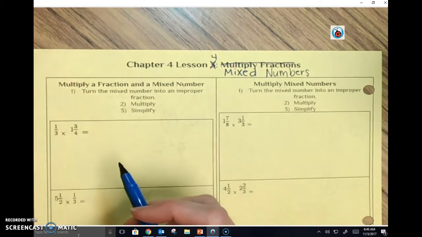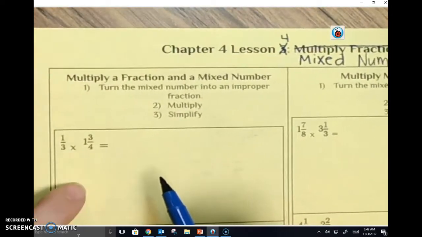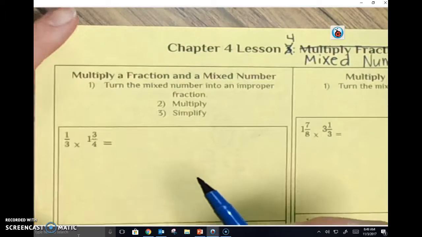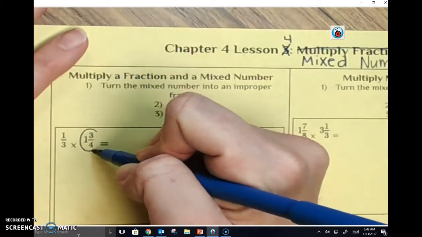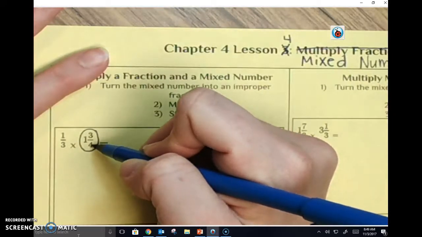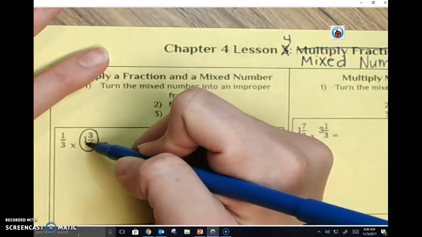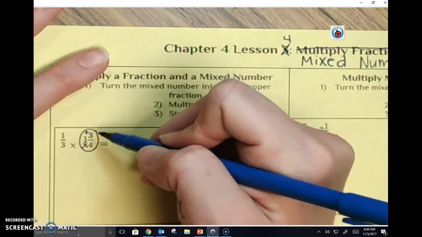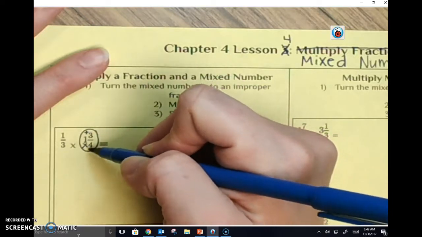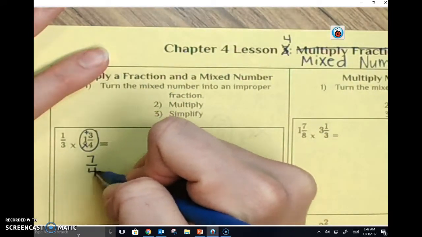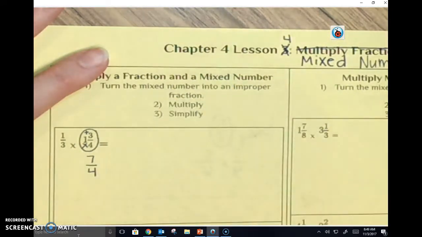So you'll see that we have a regular fraction and a mixed number. Now when we multiply fractions, we need to make sure that we change any mixed number into an improper fraction. To do that, we're going to multiply the bottom number, which is the denominator, by the whole number. So 4 times 1 is 4. Then we're going to add the numerator, which is the top number. So 4 times 1 is 4, plus 3 is 7. So that's going to turn into 7 over 4. You keep the denominator the exact same.